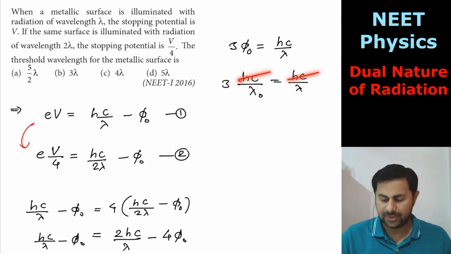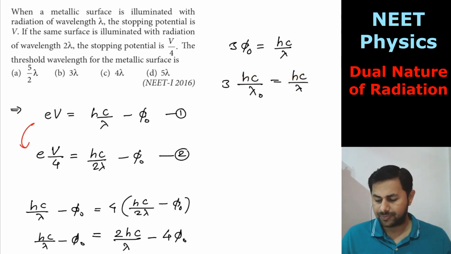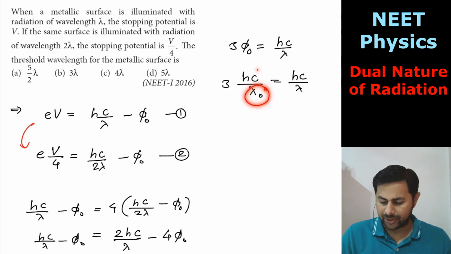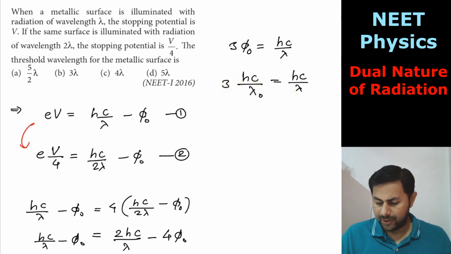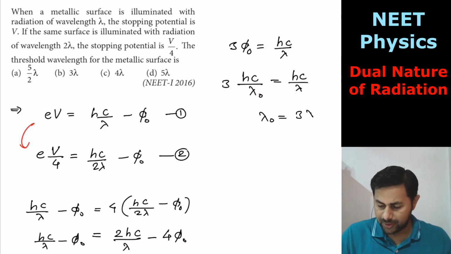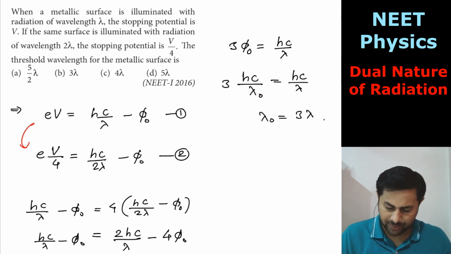So 3 hc divided by lambda naught is hc by lambda. So hc and hc get cancelled out, and therefore what do we get? We get 3 by lambda naught is equal to 1 by lambda, or lambda naught would be equal to what? Take this 3 on that side, this 3 will go in denominator. Okay, 1 by lambda naught is 1 by 3 lambda, that means lambda naught is equal to 3 lambda. So that is option B.